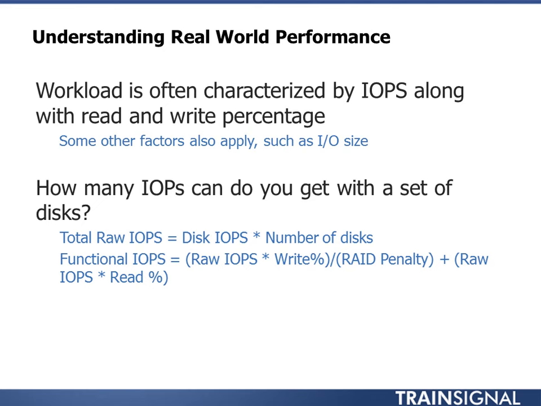And how many IOPS can you get with a set of disks? I'm not going to do the numbers, but here's how you do the numbers. Again, I don't expect you to do math on the exam. They don't give you a calculator for this exam. They just give you a little dry erase marker, so I don't expect you to have to do too much math. But for your information, if you want to know the total raw IOPS, it's disk IOPS times number of disks. Well, that's pretty simple. Functional IOPS is raw IOPS times write percentage divided by write penalty, plus raw IOPS times read percentage. You can run those numbers and take a look, but that'll give it to you based on which RAID type you use.